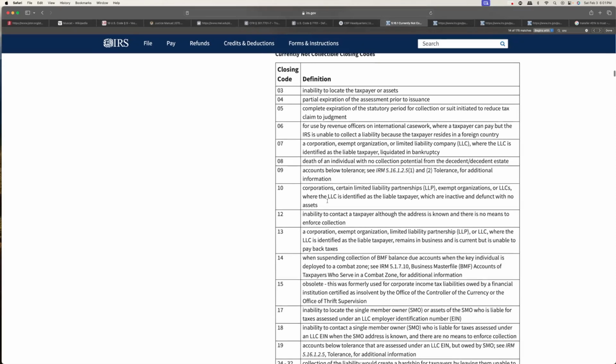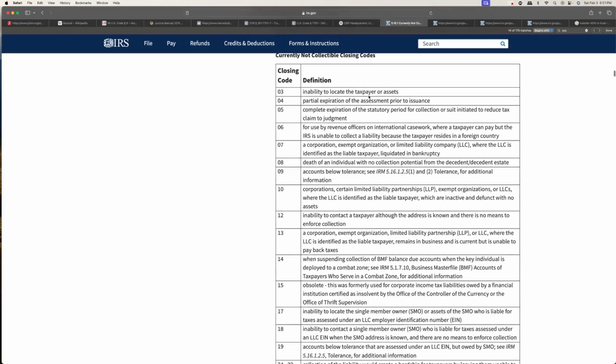For example, we have inability to locate the taxpayer or its assets. How you do that is simply just put the address of the taxpayer to be in a foreign address, and the assets are not in the taxpayer's names. When they do a search, it's going to be in the title of the express trust or land trust or an LLC that's owned by a foreign trustee.